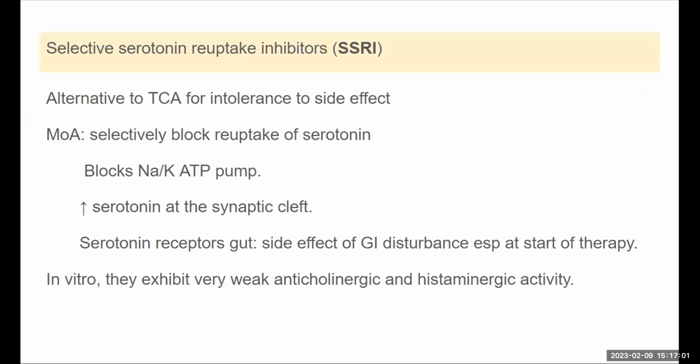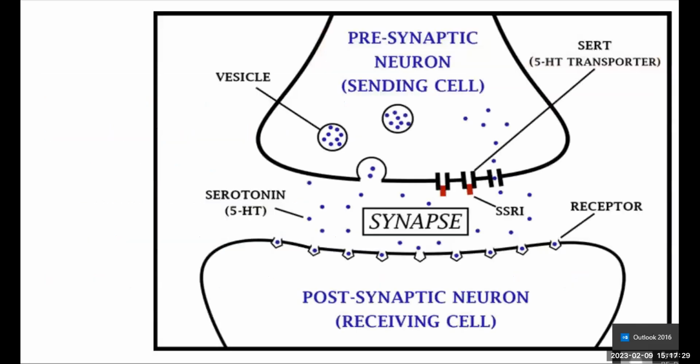The next group is the selective serotonin reuptake inhibitors. They work by selectively blocking the reuptake of serotonin, thereby increasing its concentration in the synapse. But the serotonin increase has its own side effects as well, especially GI disturbances. You would see that at the start of therapy, and later on, when the patient is well established, they turn out to be self-limiting.